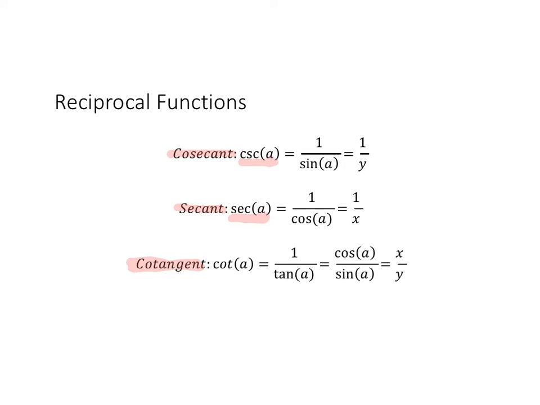And another way to think about 1 over tangent, well, we know that tangent is sine over cosine, so the reciprocal of that is going to be cosine over sine, or x over y. So these are the definitions of the reciprocal functions, and we'll talk about how to evaluate these functions using the unit circle on the next slide.